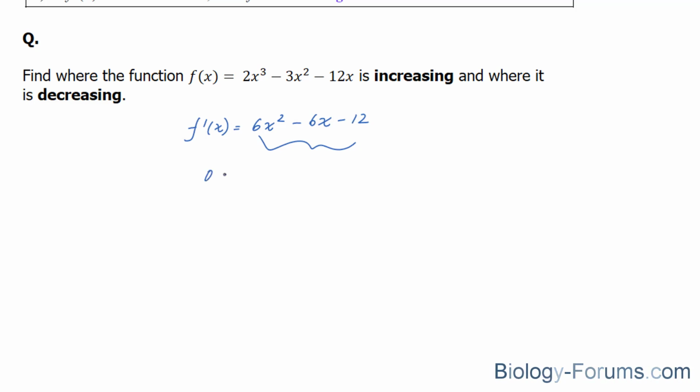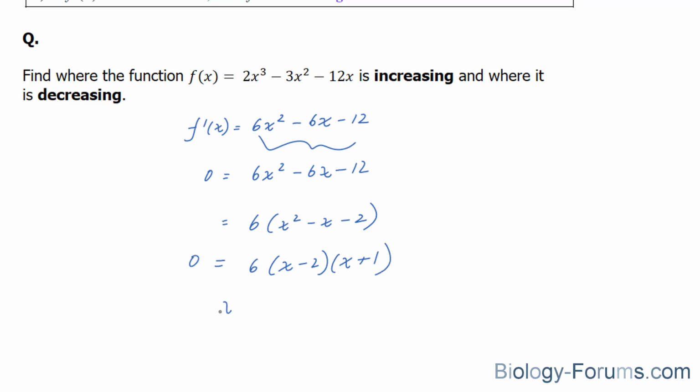So I'll set 0 equal to 6x squared minus 6x minus 12. And by doing that, I end up with x squared minus x minus 2. Now, we use common factoring here. What two numbers multiply to negative 2 and add to negative 1? If you chose negative 2 and positive 1, you're correct. 6 times x minus 2, times x plus 1. And now we're going to solve for our x's. We get two x's, the first one being positive 2 and the second one being negative 1.